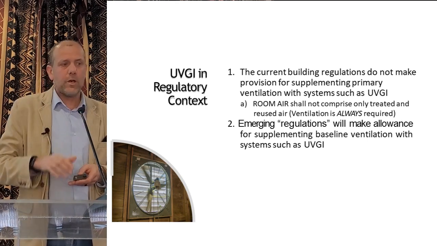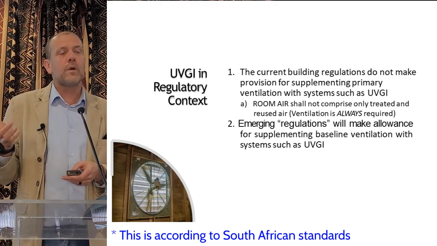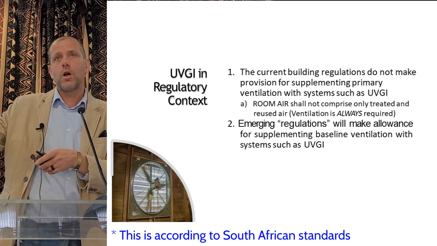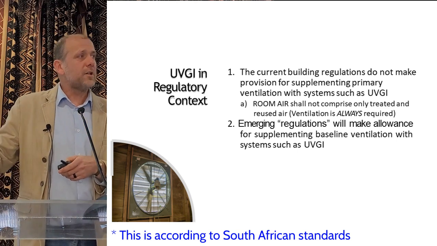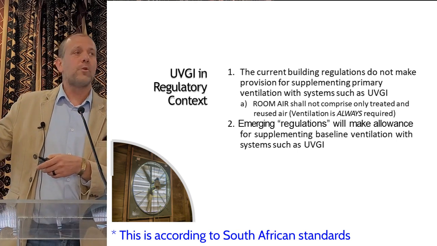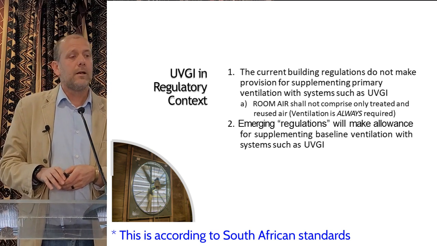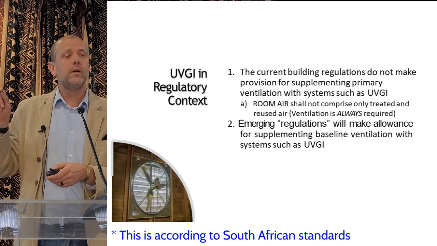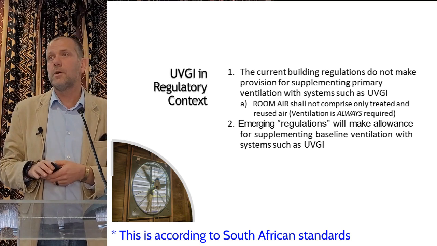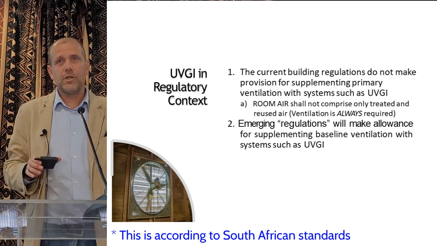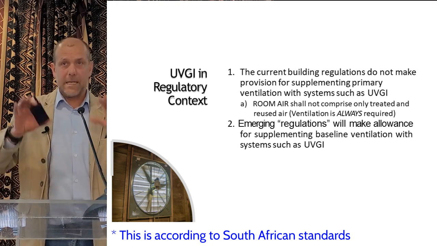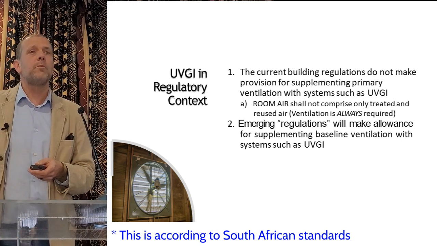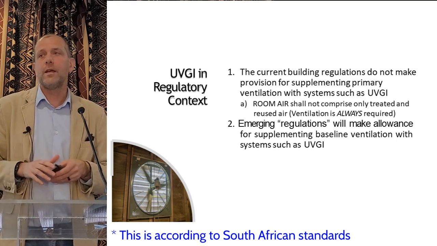Okay, I did mention the regulatory context. The current building regulations do not make provision as they stand. There's National Building Regulations Part O, lighting and ventilation. The ventilation regulation refers to the 10-400 Part O, which is the compulsory standard, and that compulsory standard does not make provision for supplementary primary ventilation. So where it says you must do 6 air changes or 10 air changes or 12 air changes, that's it. You've got to provide that ventilation rate. No supplementary systems may be considered to be part of that 12 air changes.